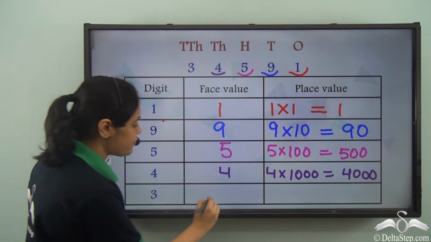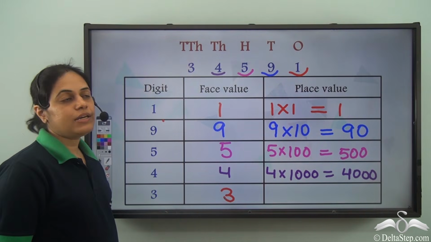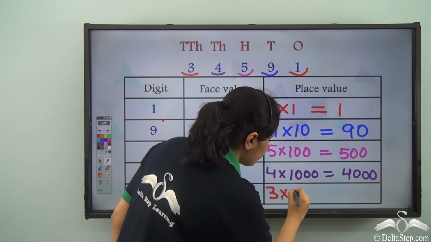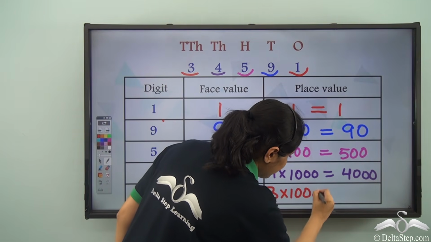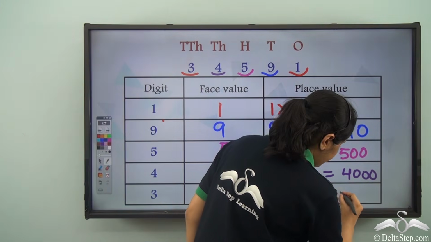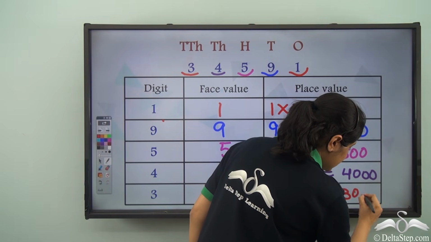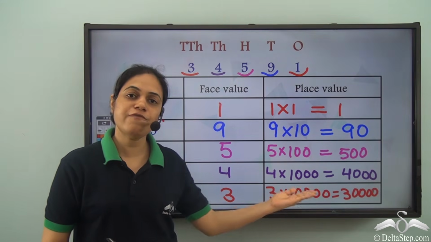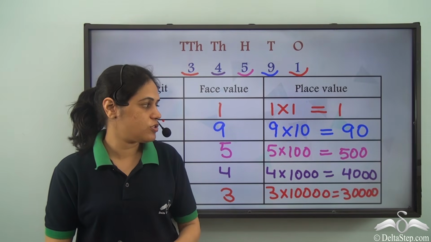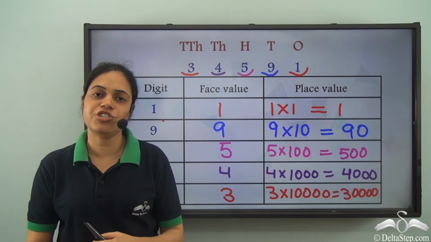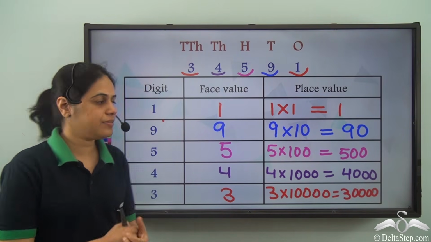What about 3? So 3 has a face value of 3. But it is in the 10,000s place. So for finding the place value, I need to multiply it by 10,000. So the place value of 3 is 30,000. That is 3 followed by 4 zeros. 30,000. So this is how I can find the place value of any digit given a number.